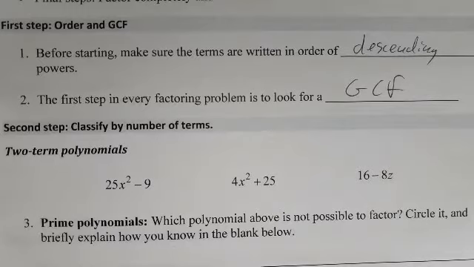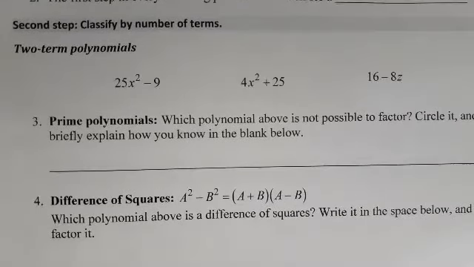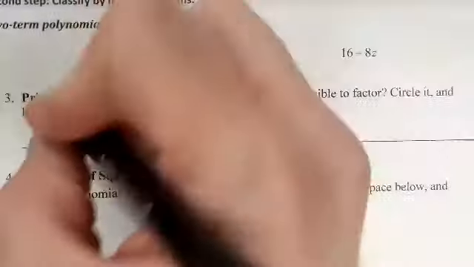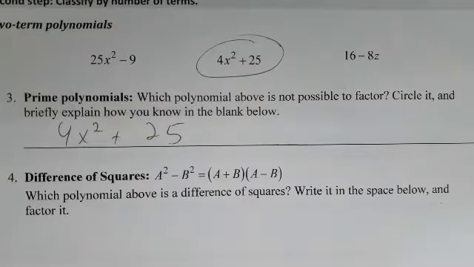Okay. Two-term polynomials. So they give us a few two-term polynomials. Which polynomial above is not possible to factor? Circle it and briefly explain how you know in the blank below. So which one of these can we not factor? Hopefully we just went over this. So hopefully the one you're looking at is that one right there, the 4x squared plus. Can we not factor that? That was the thing that we called a sum.